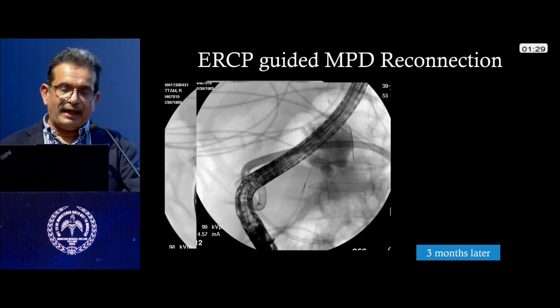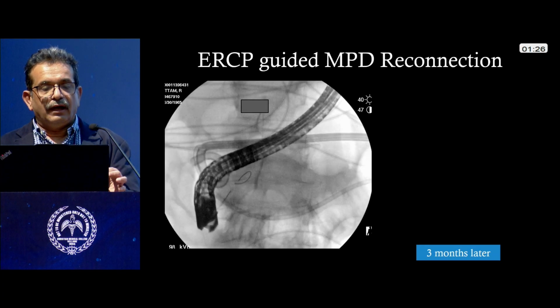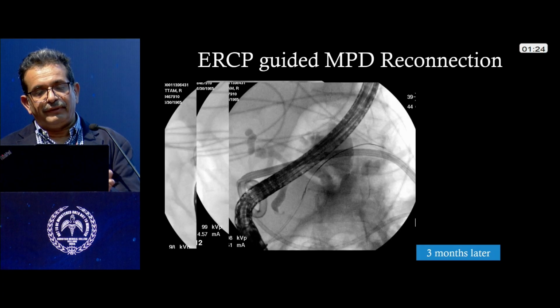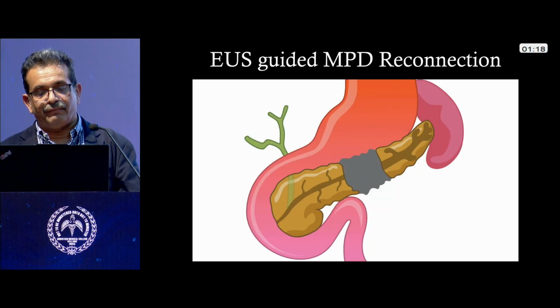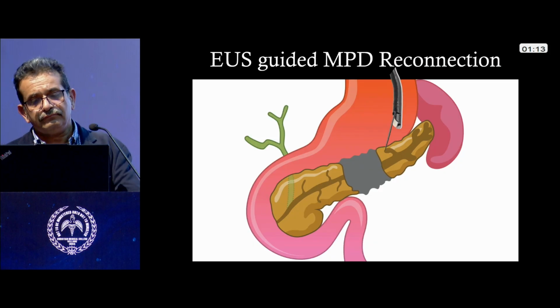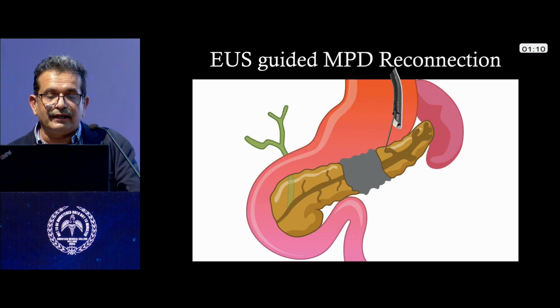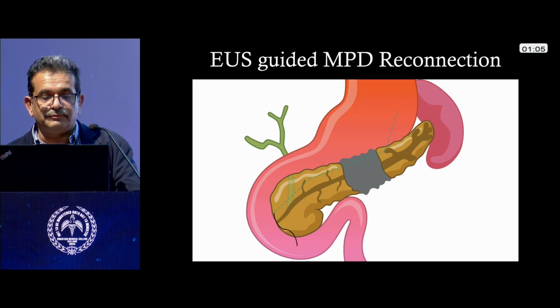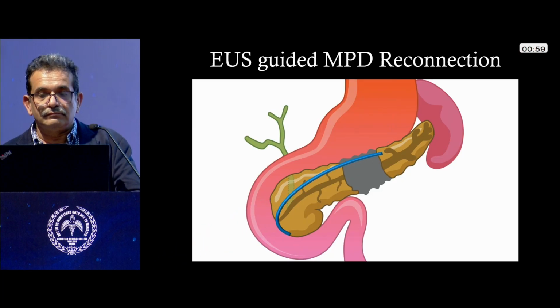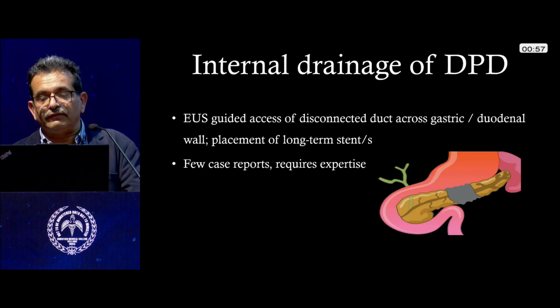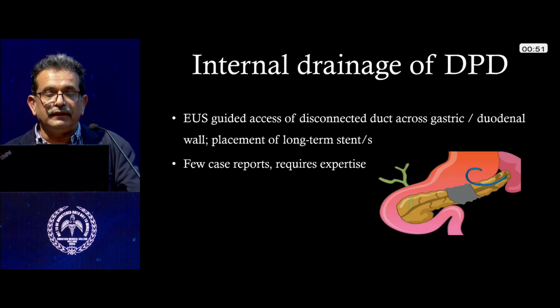And whenever we have these approaches, how do we connect? ERCP guided, we can perform a transmural and a transpapillary approach. Similarly, an EUS guided approach, we can perform. We can puncture the pancreatic duct and get a guide wire across, and then we can place a pancreatic stent, either transpapillary by a rendezvous approach or a transmural approach. So internal drainage of the pancreatic duct, again, we can place into the disconnected pancreatic duct. We can perform this EUS guided.